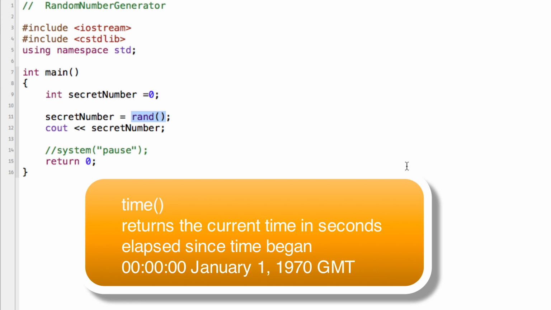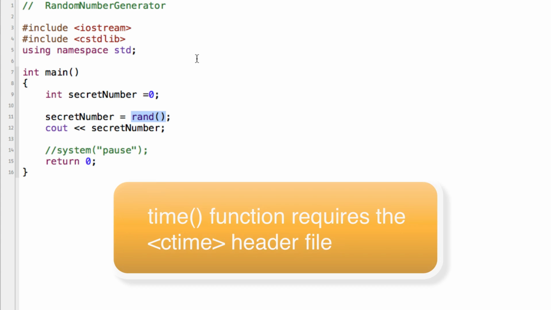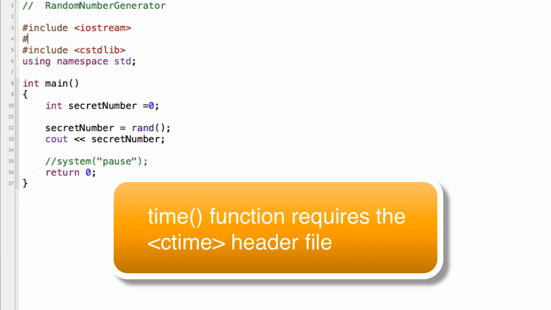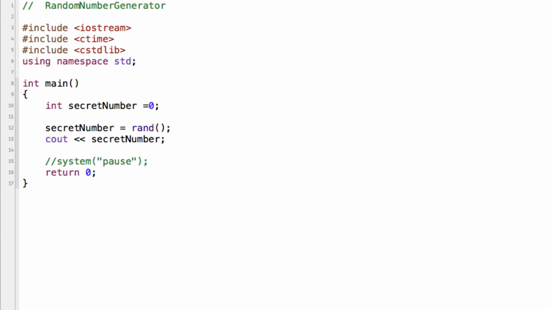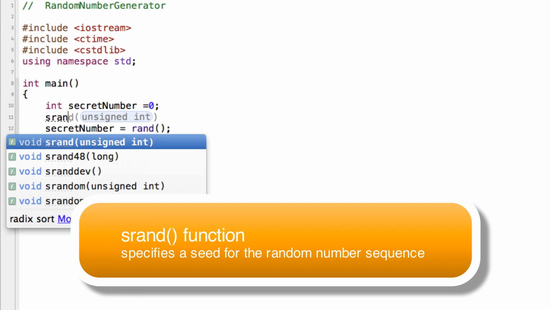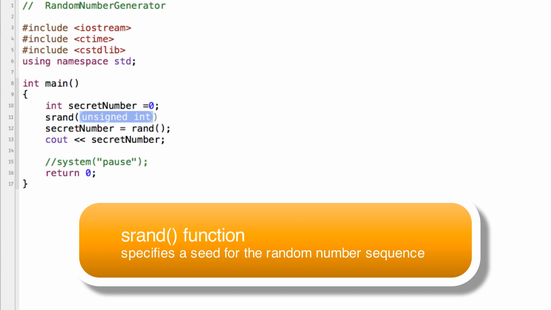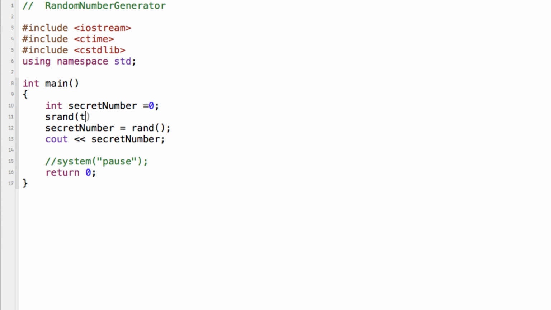So 12 o'clock today will be a different value than 12 o'clock tomorrow, because it's the number of seconds that have elapsed since January 1st, 1970. So how do we implement that? First of all, we need to add another header for being able to use the time function. So I'm going to include the ctime header library. And then before we set our secret number here, I'm going to say srand, which is the function for seeding a random number. And what are we going to seed it with? We're going to seed it with the current time.